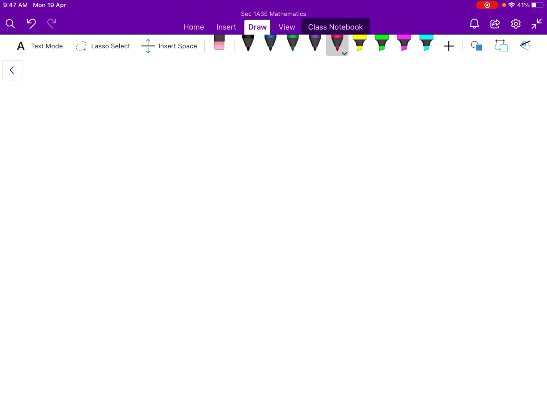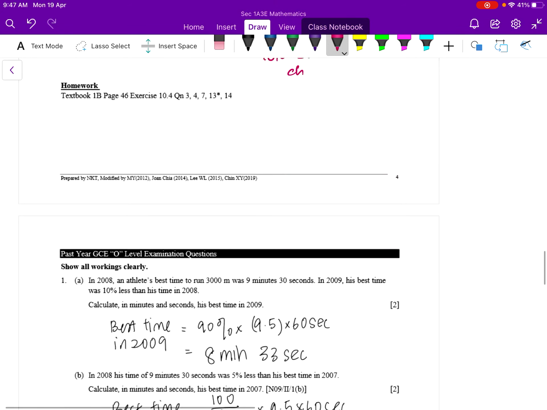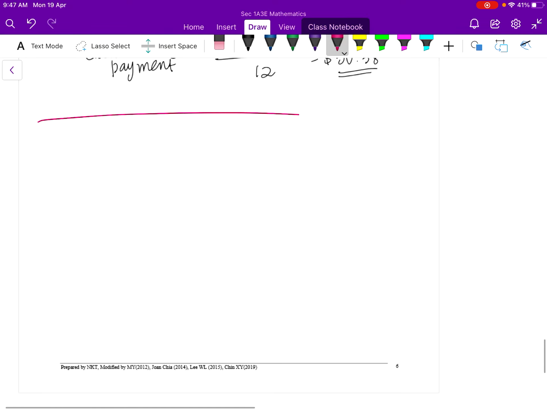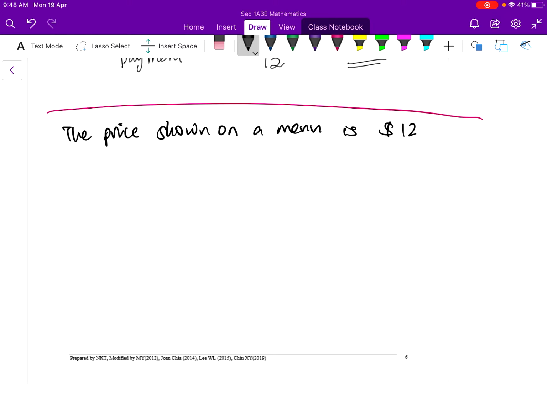Okay, since it was not covered, I've got another question that I want you to copy down at the last page, page 6. The price shown on a menu is $12. The price of a plate of rice shown on the menu is $12. Okay, simple to understand? Why is rice so expensive? Just an example that I came out off the top of my head.